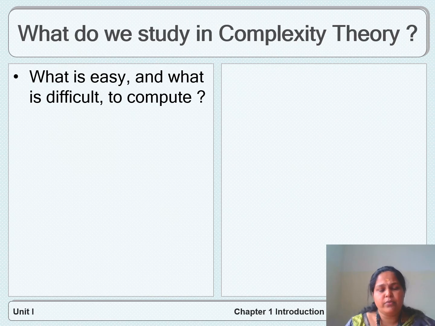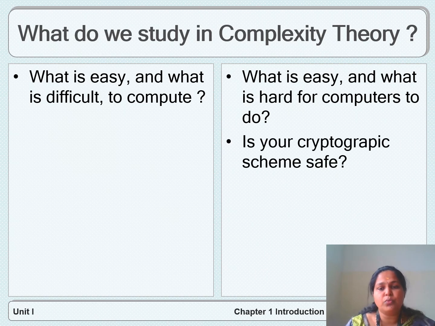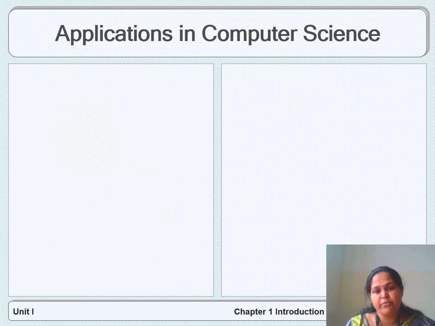The continuation of what you're going to study is what is easy and what is difficult to compute, what is easy and what is hard for computers to do, and whether your cryptography is safe. These are the different metrics you should know about computational theory before learning about theory of computation.